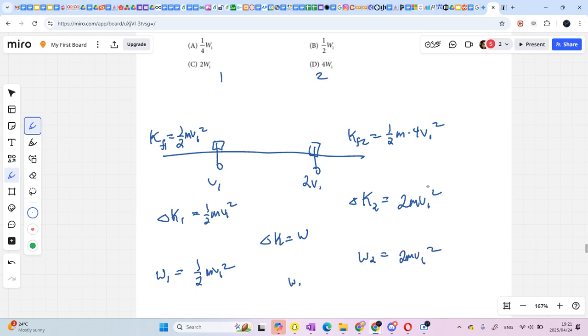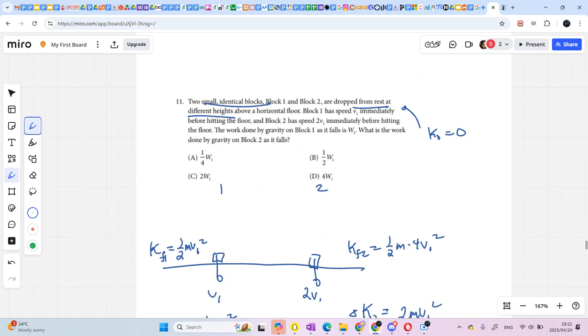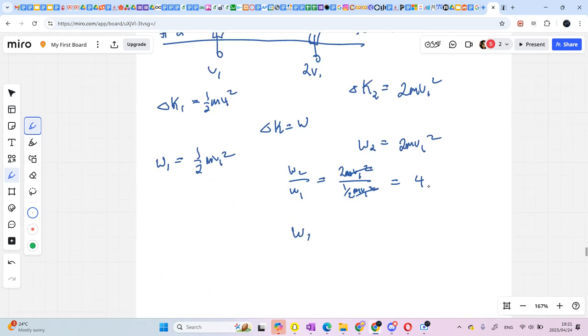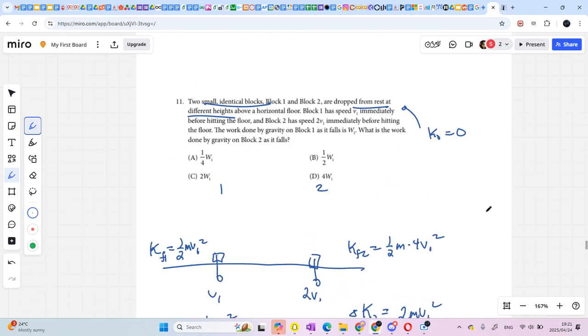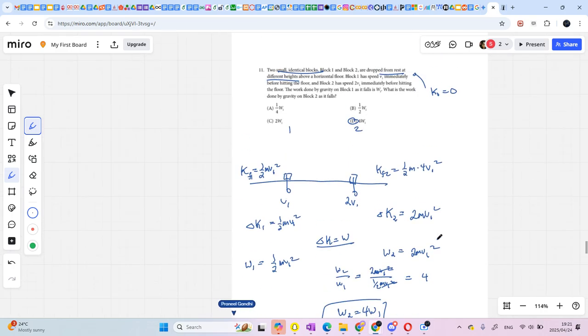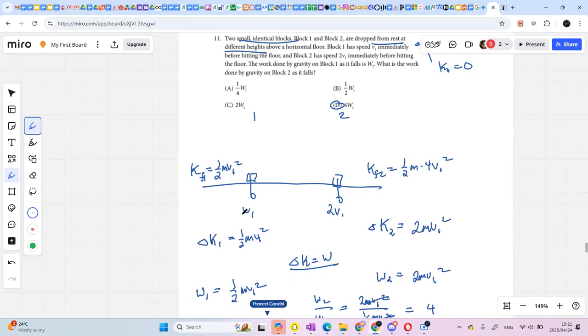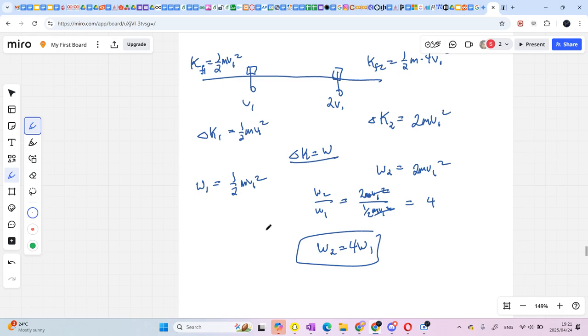If we divide these, we're going to see that W2 over W1 is equal to 2 mv1 squared over 1/2 mv1 squared. And if we cancel that out, 2 over 1/2 is equal to 4. So W2 is equal to 4W1. So with that, we get answer choice D. That's right, answer choice D. All right, so to sum it all up: find kinetic energy, work energy theorem, work backwards, derive.